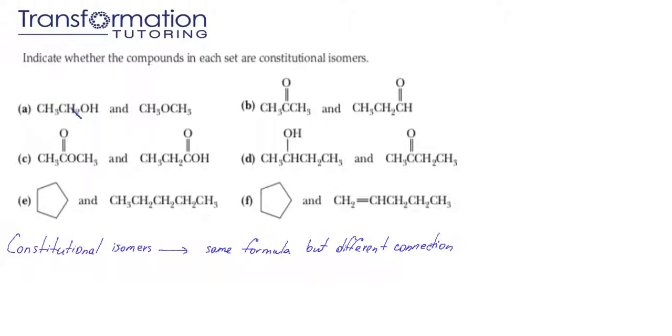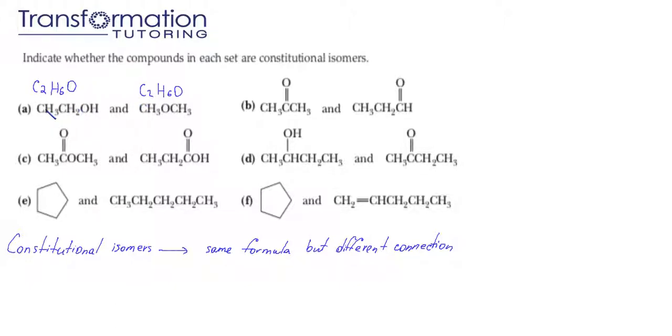compound. On the left, we see that we have 2 carbons, C2. We have 6 hydrogens, 3 plus 2 plus 1, 6 hydrogens. And we have 1 oxygen. And let's look at the second formula, 2 carbons. We also have 6 hydrogens and 1 oxygen. These 2 compounds indeed have the same molecular formula.